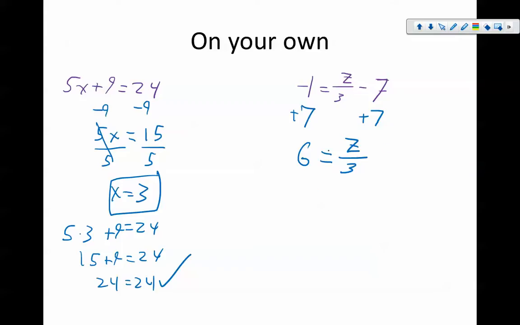Now I have 6 equals z divided by 3. I'm going to continue to undo it by doing the opposite of division, which is to multiply by 3. That gives me 18 equals z, because the 3's cancel out.